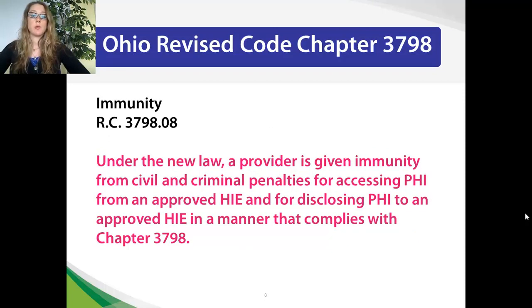This is in Section 3798.08. Under the new law, a provider is given immunity from civil and criminal penalties for accessing PHI from an approved HIE and for disclosing PHI to an approved HIE in a manner that complies with Chapter 3798.